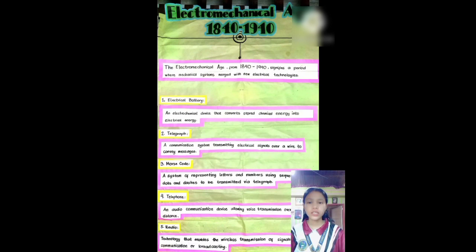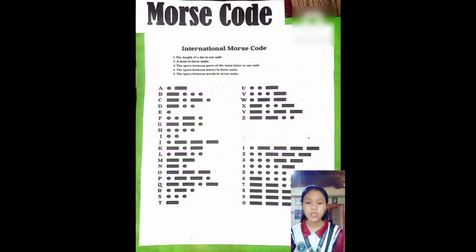Then the third one is the Morse code. Morse code is a system of representing letters and numbers using sequences of dots and dashes to be transmitted via telegraph. Morse code is a system built to communicate by breaking down the alphabet into dots and dashes, transformed into electrical impulses, and transmitted over a wire. So, as you can see in the picture, the alphabet and the numbers are broken down into dots and dashes.